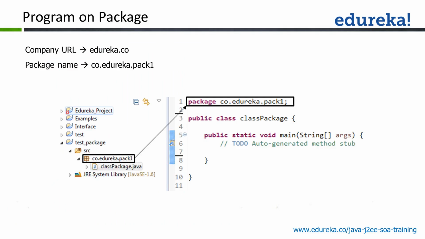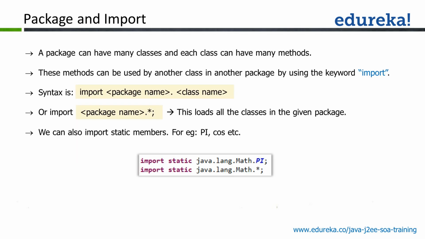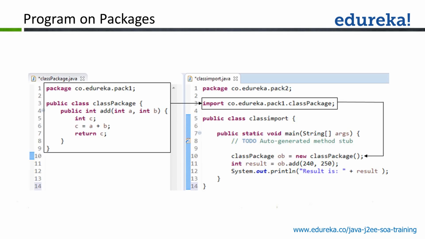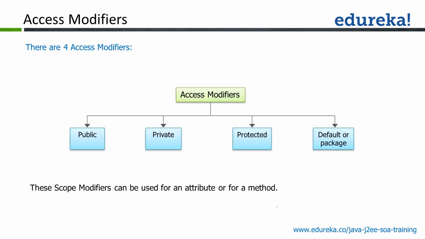So moving ahead now. This is how you create the package: co.edureka.pack1 with the company domain. It's more professional now. Any static functionality which you need to import, you need to say import static. There might be a static import as well which you can do. So this is one more program on package. We have a class and we are going to import this class package in some other package and you can use it.